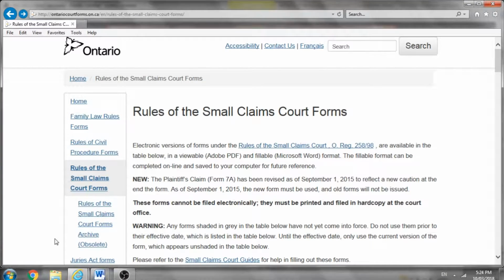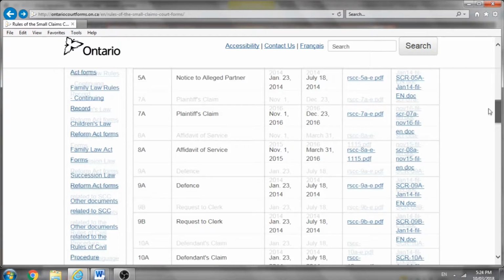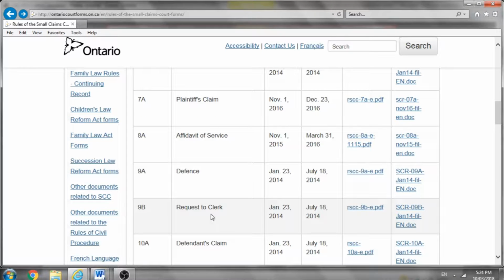To start the process of obtaining a default judgment under Rule 11 of the Small Claims Court rules, we're going to need to access some Small Claims Court forms. The first form that we need to access is Form 9B, which is a request to clerk.